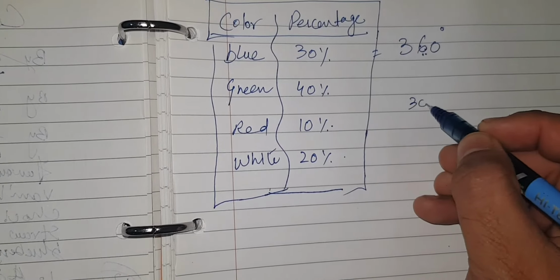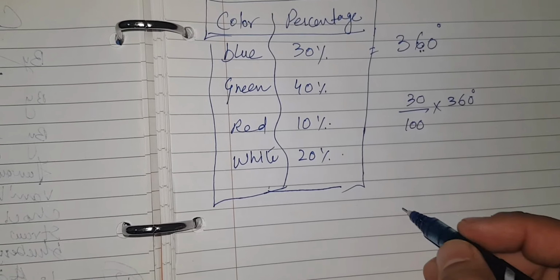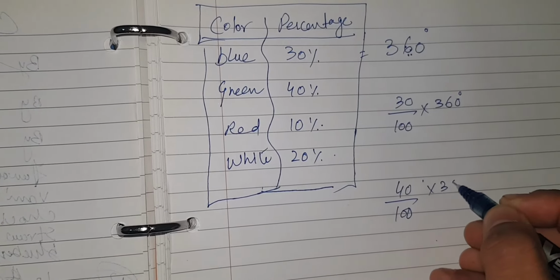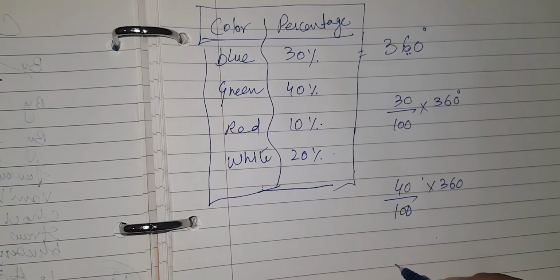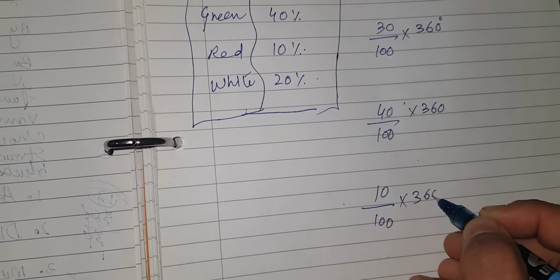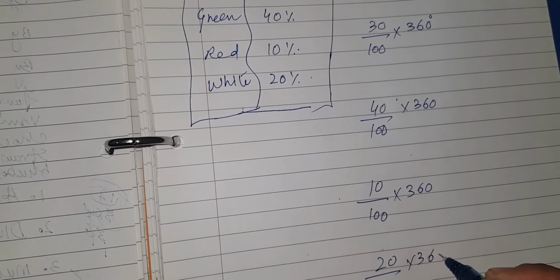So I will do 30% of 360. Then I will say 40% of 360. Then I will say 10% of 360, and then 20% of 360.